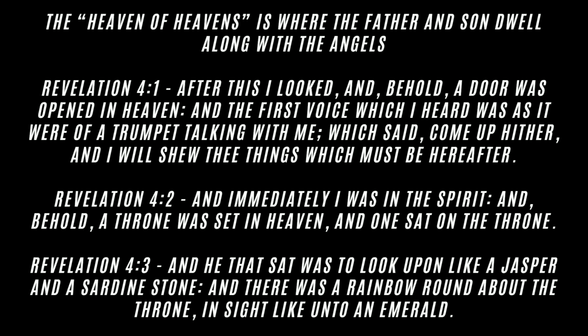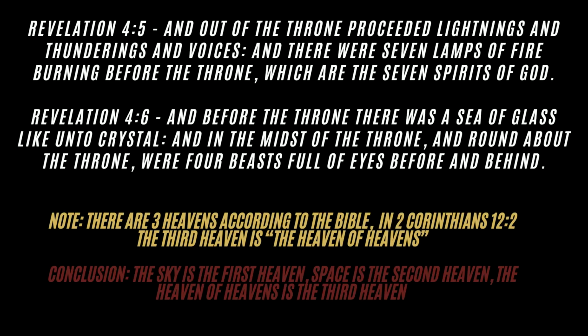Revelation 4:3. And he that sat was to look upon like a jasper and a sardine stone, and there was a rainbow round about the throne, in sight, like unto an emerald. Revelation 4:5. And out of the throne proceeded lightnings and thunderings and voices. And there were 7 lamps of fire burning before the throne, which are the 7 spirits of God. Revelation 4:6. And before the throne there was a sea of glass, like unto crystal. And in the midst of the throne, and round about the throne, were 4 beasts full of eyes before and behind.